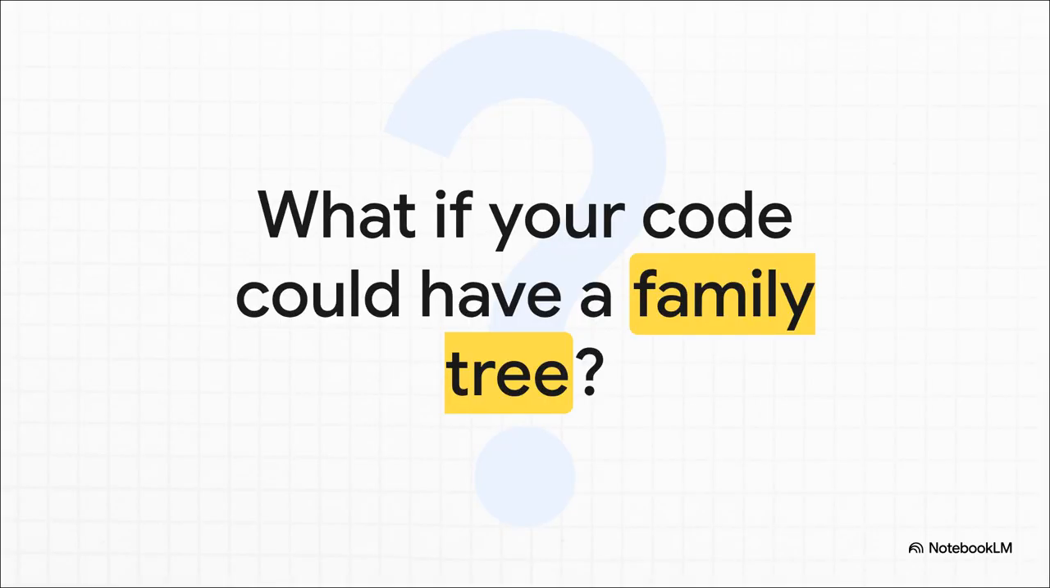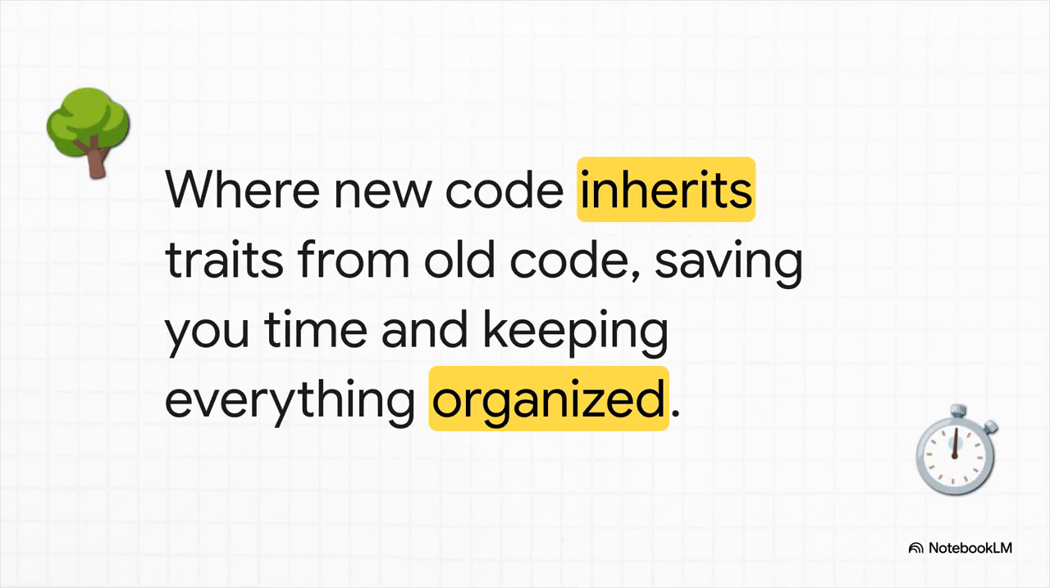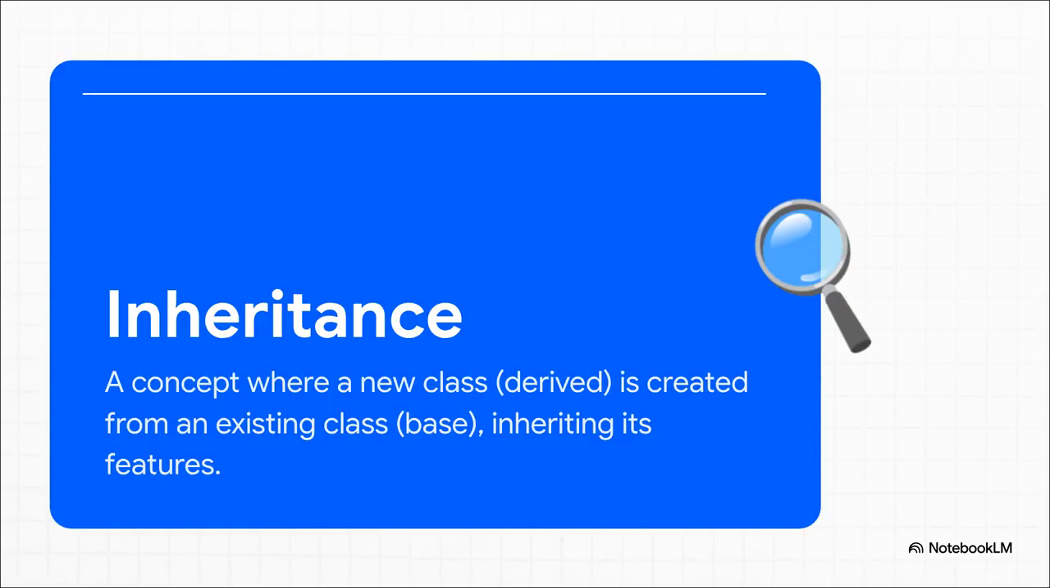I want you to just imagine for a second that your code isn't just a random bunch of files and functions. What if it could actually have a family tree? With ancestors and descendants all sharing a common lineage? Well, that is the core idea behind inheritance. It's a system where new pieces of code can automatically pick up, or inherit, properties and behaviors from code that you've already written. This saves an incredible amount of time, and it really helps keep these huge, complex projects beautifully organized. So what's the textbook definition?